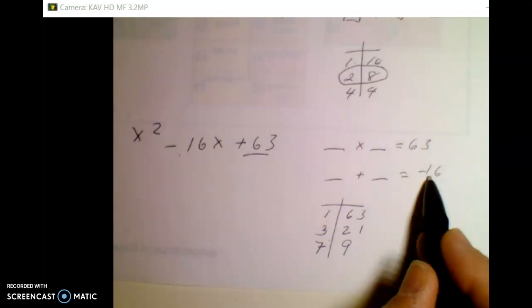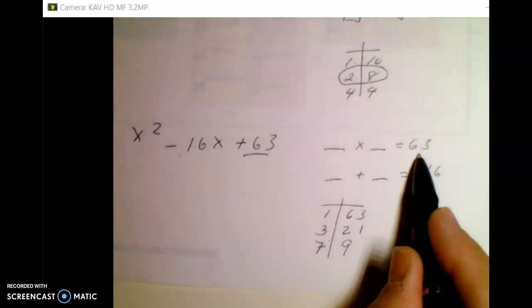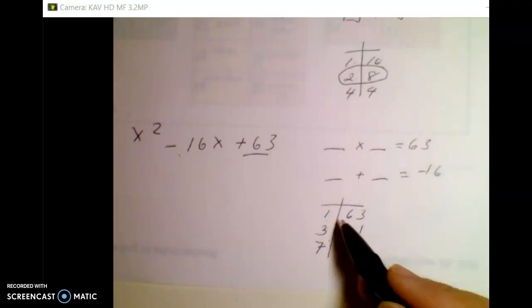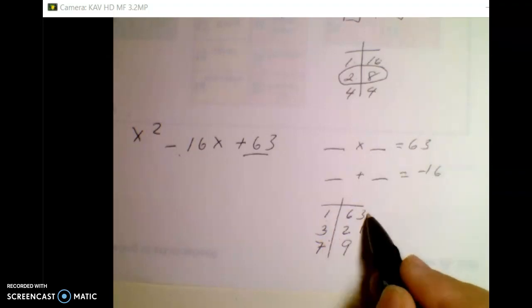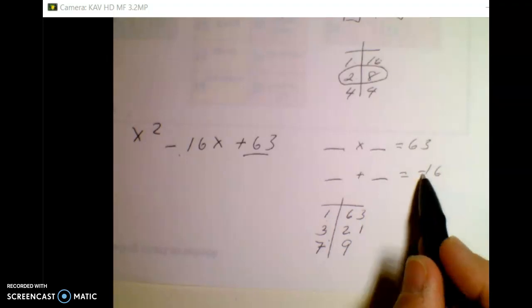So I'm looking for something that when I add them together, add up to negative 16. When I multiply them, it's a positive 63. So what that tells me is that the signs have to be the same. So these two numbers have to have the same sign. They have to be either both negative or both positive. I'm thinking they're both going to be negative, though, because when I add them together, I get a negative answer.